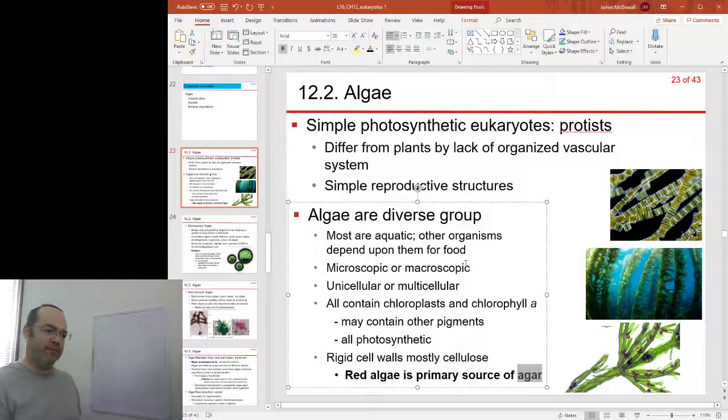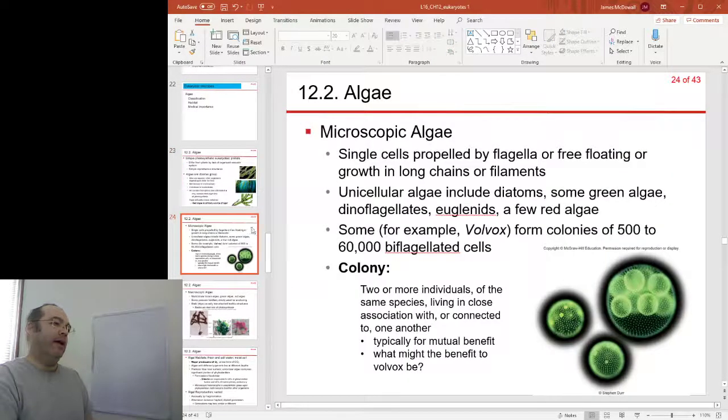growing of microbes. It's also very important, there are other important things that come from red algae. Agar comes from red algae in particular. Lots of food additives come from red algae. Let's look at the microscopic algae on slide 24.